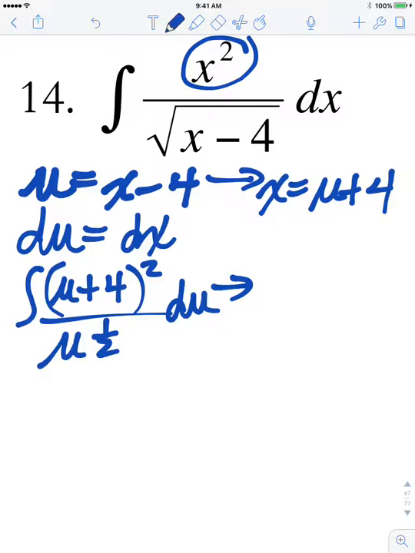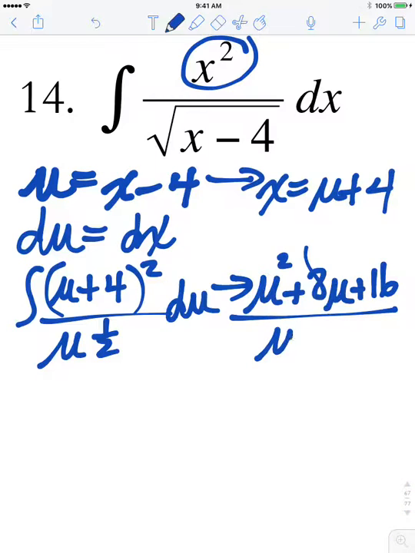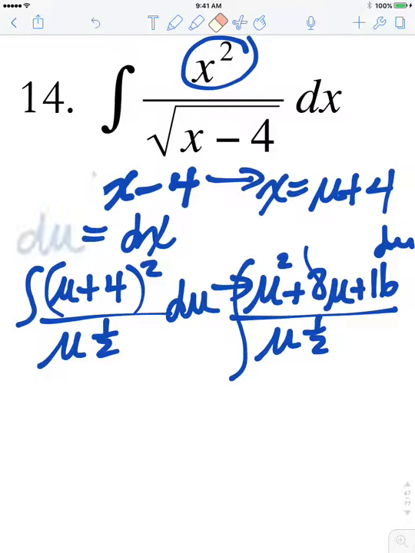Let's clean this up a little bit more. Let's remember, we can only integrate when everything is a separate term, because we can only use the power rule with integration, and we're not there yet. So I'm going to go ahead and expand u plus 4 squared. I'm going to multiply that out, and I'm going to get u squared plus 8u plus 16, the whole thing over u to the 1/2. And I'm going to squeeze my du way up there. Okay, so let me make some room for us here.